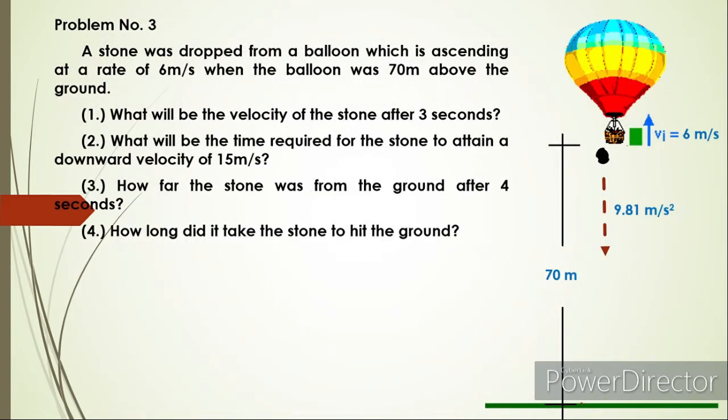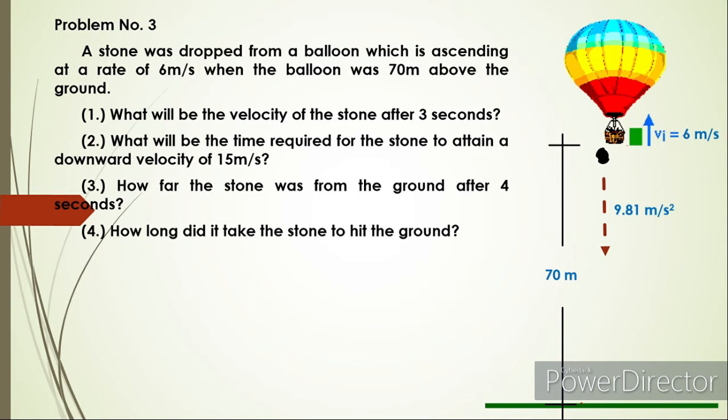For problem number 3, a stone was dropped from a balloon which is ascending at a rate of 6 meters per second when the balloon was 70 meters above the ground. Question number 1. What will be the velocity of the stone after 3 seconds? Question number 2. What will be the time required for the stone to attain a downward velocity of 15 meters per second? And number 3. How far the stone was from the ground after 4 seconds? And number 4. How long did it take the stone to hit the ground?